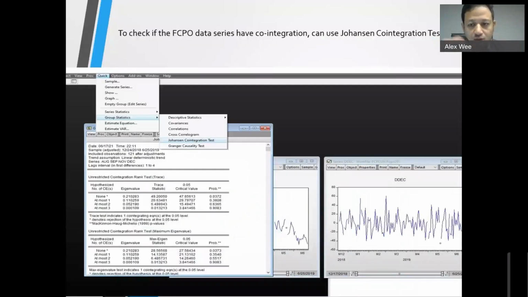Then the second step, of course, is if you want to check whether your FCPO data is suitable for, let's say, a spread trading strategy, because a lot of Malaysian locals are using spread trading. They are not doing outright.